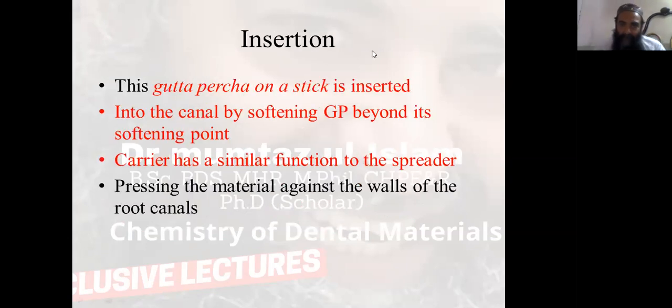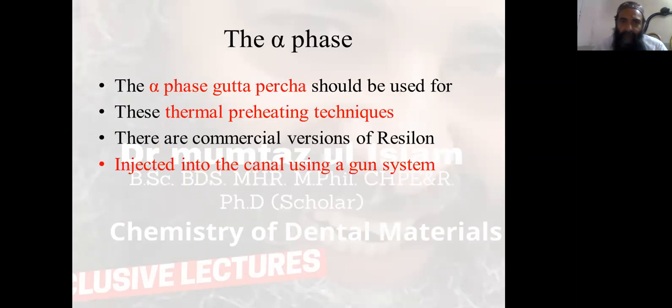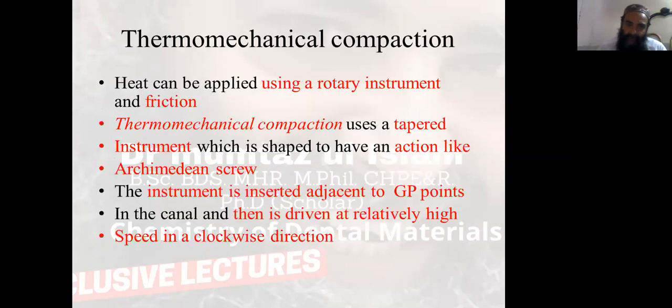Insertion: the gutta percha on a stick is inserted into the canal by softening the gutta percha beyond its softening point. The carrier has a similar function to the spreader, pressing the material against the walls of the root canal. The alpha phase gutta percha should be used for these thermal preheating techniques. There are commercial versions of Resilon which can be injected into the canal using a gun system.